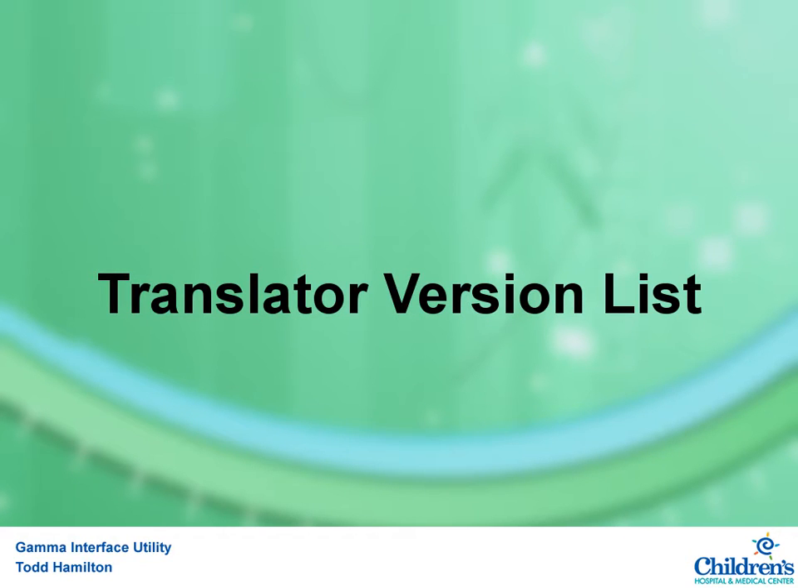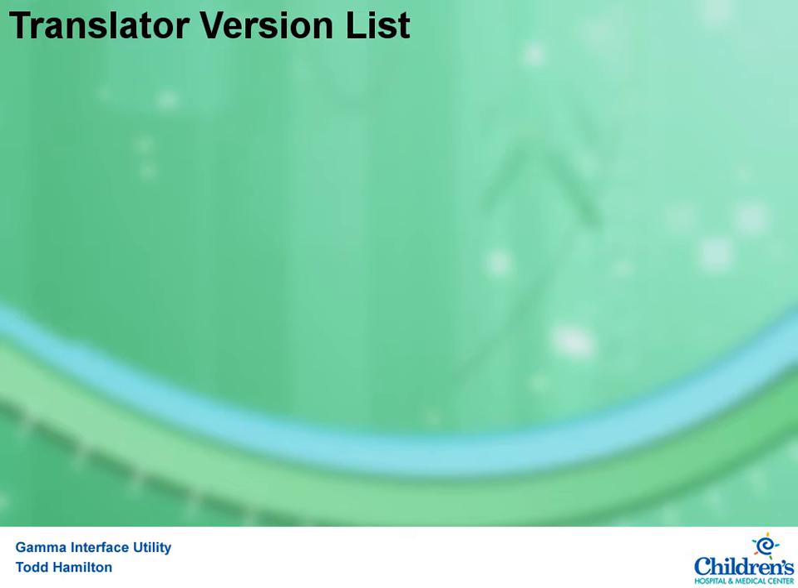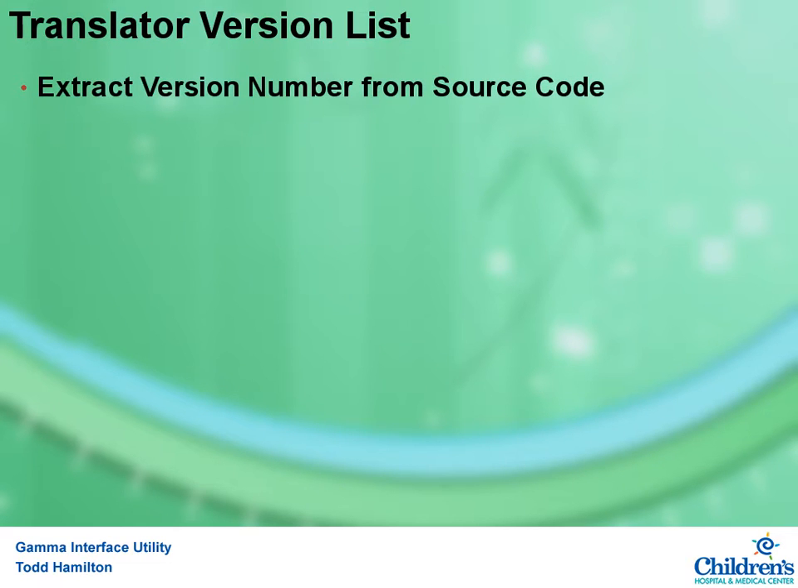In order to properly manage interfaces across multiple environments such as production, testing, and development, it's important to make sure the translator versions are appropriately in sync. In order to make sure we understand the version numbers for each translator, a concise list of translators and their version number is needed. Our solution was to provide functionality that queries the Elink database, extracts the version number from the embedded source code, and generates a text file with the information.